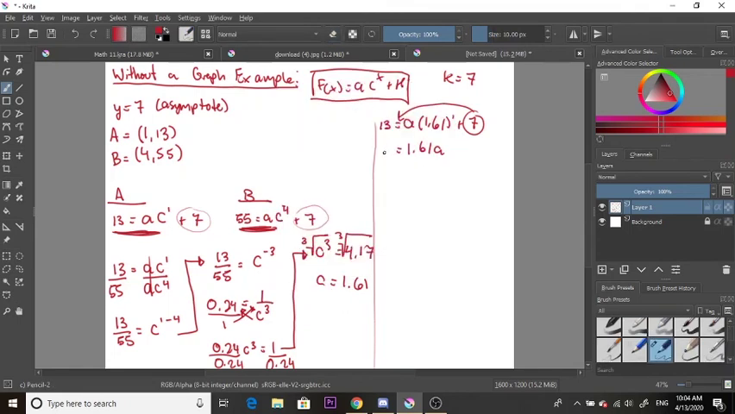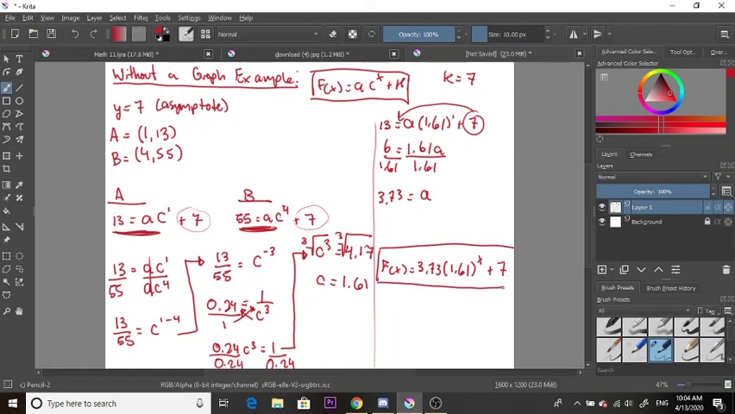So 13 minus 7 is going to give me 6. Then I'm going to divide by this number, 1.61, on both sides, to get me to have an a of 3.73. 3.73 is my a. So when I write my rule, I'm going to have 3.73 times 1.61 to the power of x plus 7. This is my rule.